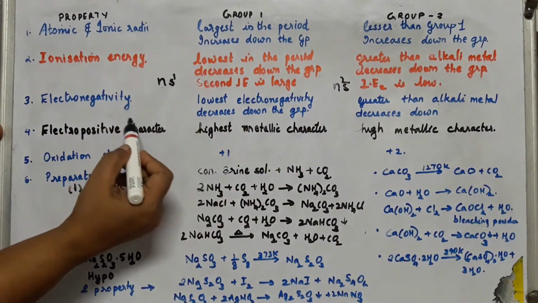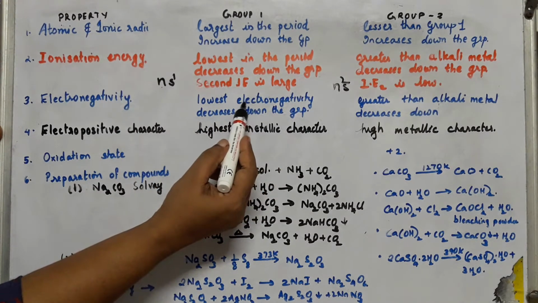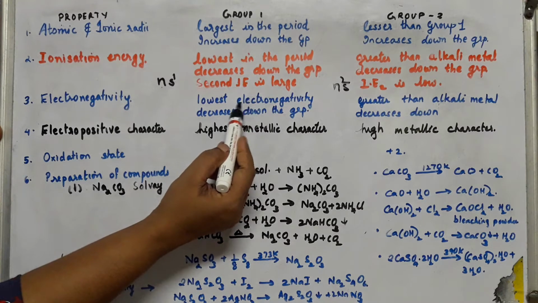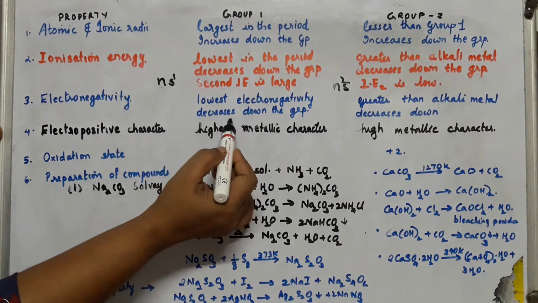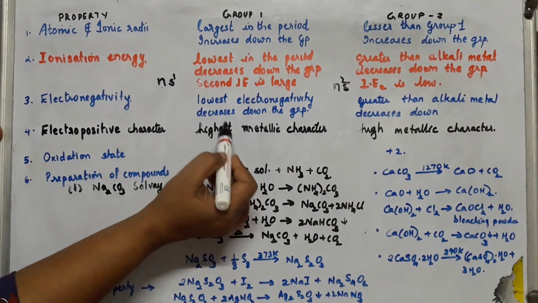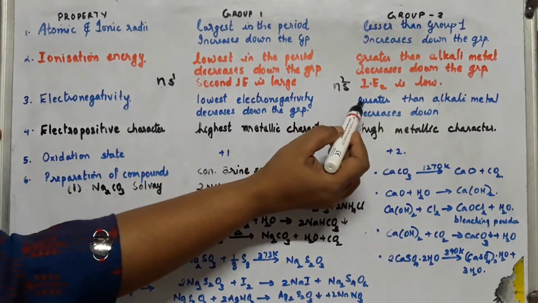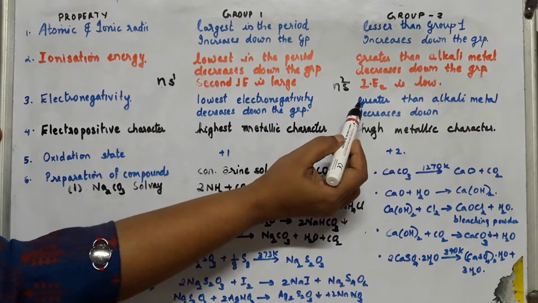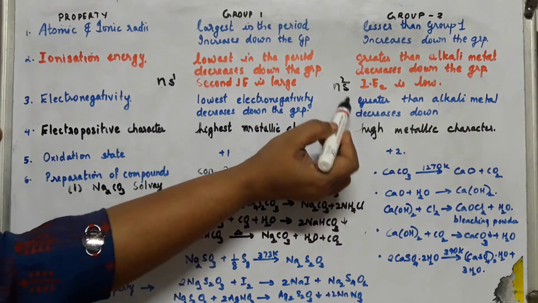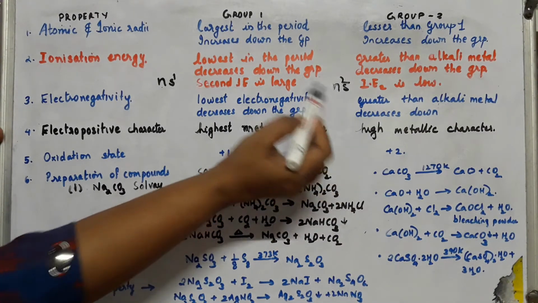Now coming to electronegativity. Electronegativity is lowest for group 1. Again here the reason is the atomic radii is high and nuclear charge comparatively is low. And down the group electronegativity still decreases. Again atomic radii is increasing and nuclear charge comparatively is less. Group 2 has greater electronegativity compared to group 1, but it decreases down the group because of the increase in atomic radii. And comparatively effective nuclear charge is less.